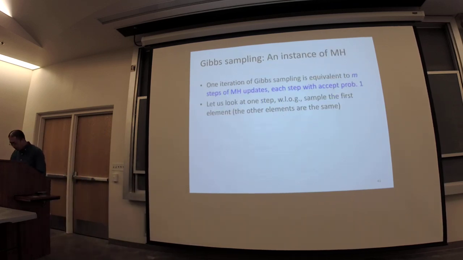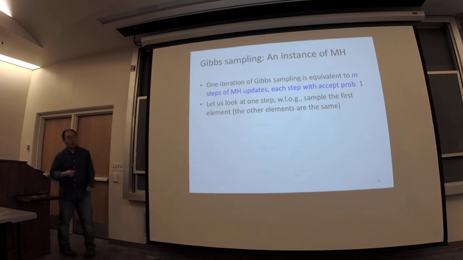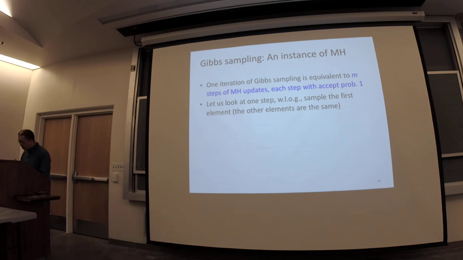So that is quite straightforward, but there is an alternative view of this: we can consider it as an instance of the Metropolis-Hastings algorithm. An iteration of Gibbs sampling is equivalent to m steps of Metropolis-Hastings updates, and each step with acceptance probability 1. So to show that, we can look at just one step without loss of generality.